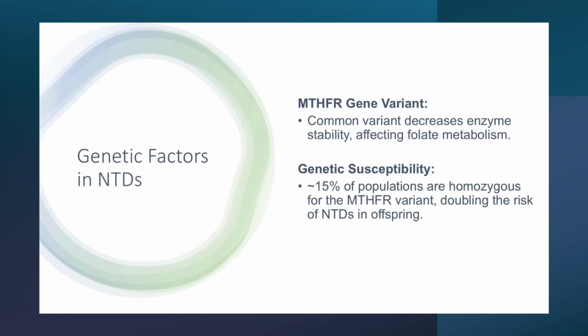Genetics also play a role in NTDs. The MTHFR gene variant is common and can reduce folate metabolism efficiency. Mothers homozygous for this variant are twice as likely to have children with NTDs, illustrating the genetic susceptibility to these defects.